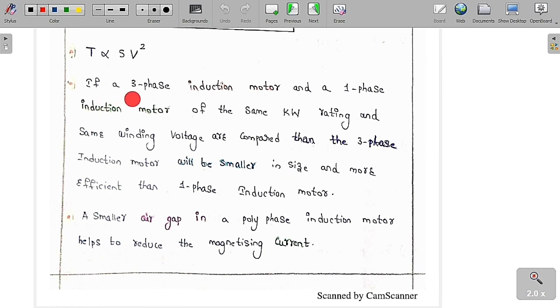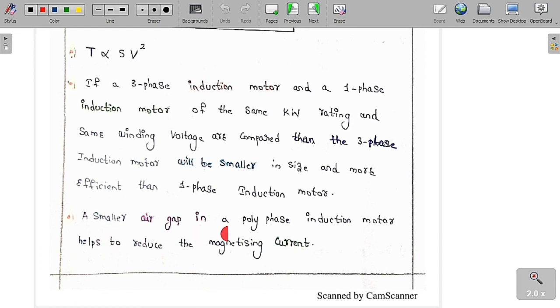I have already told you, if a three-phase induction motor and a single-phase induction motor of the same kilowatt rating and same winding voltage are compared, then definitely the three-phase induction motor will be smaller in size and more efficient when compared to a single-phase induction motor.